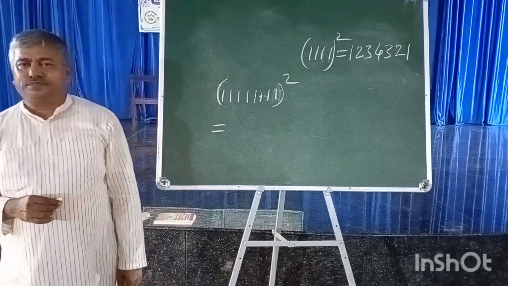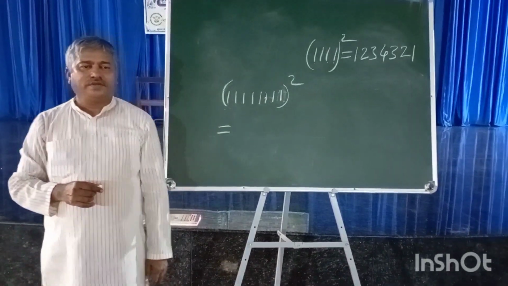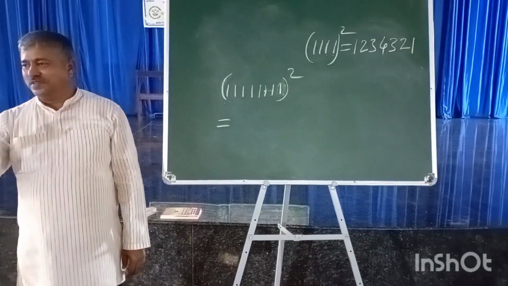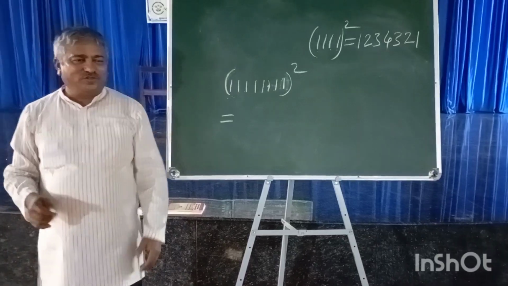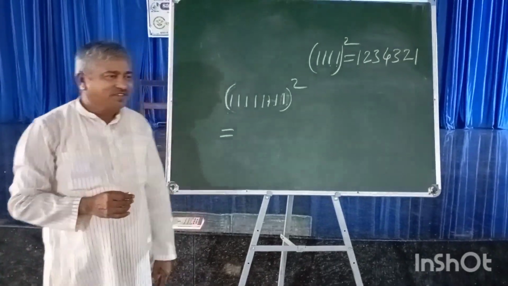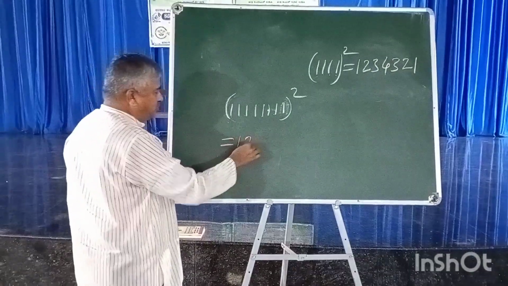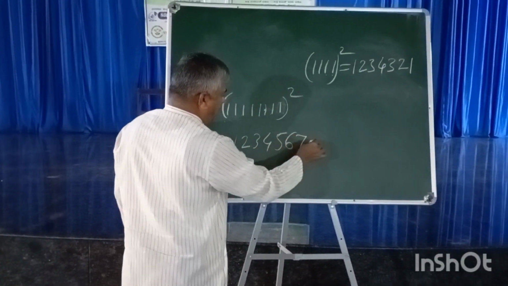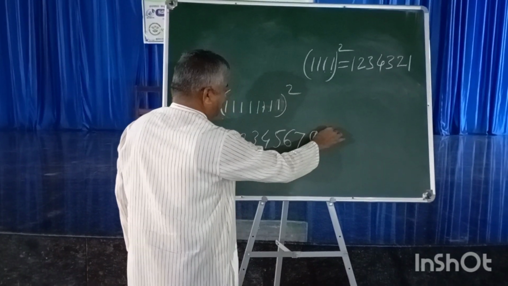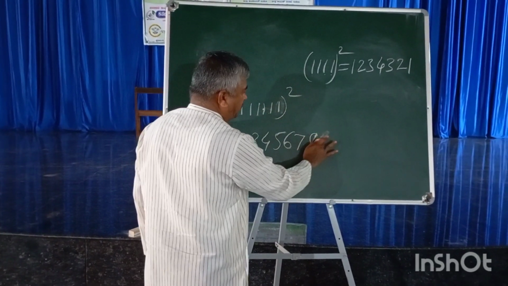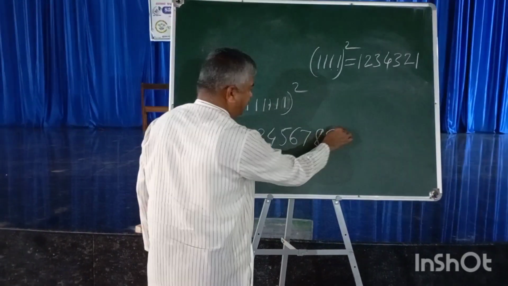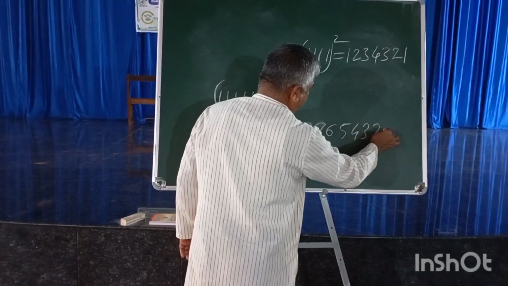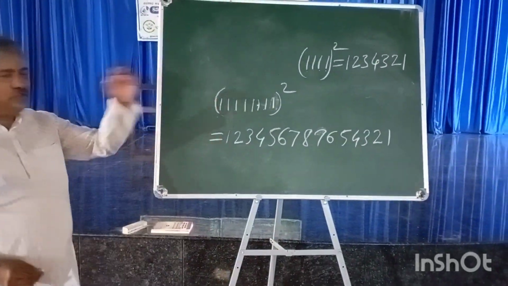3 4 5 6 7 8. 6 5 4 3 2 1. Wow, super, very nice. What is that? 1 2 3 4 5 6 7 8 9. No, 8. Next 7 6 5 4 3 2 1. This is the answer.